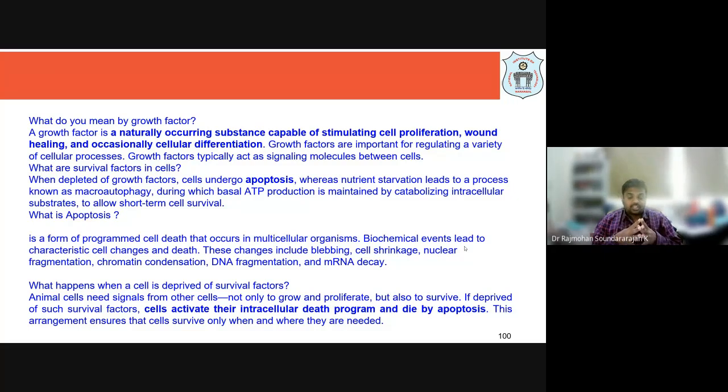This is the beauty of nature. The cells have this kind of conditional program in them. This arrangement ensures that cells survive only when and where they are needed. If a cell feels that it is insignificant at this place, it doesn't survive there.